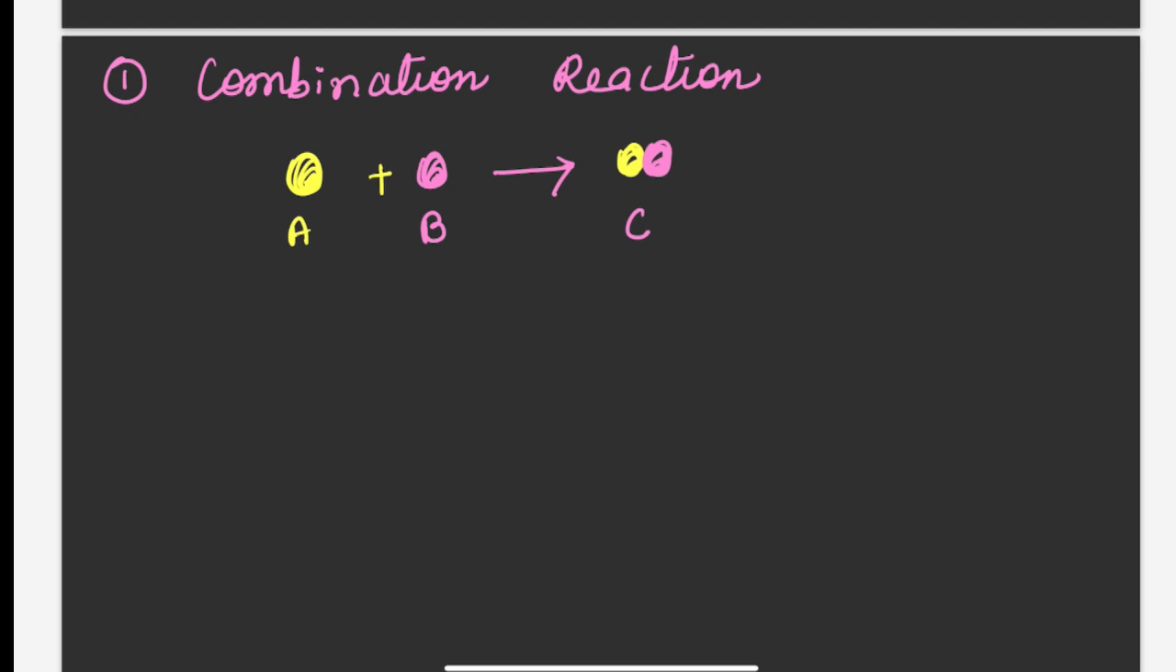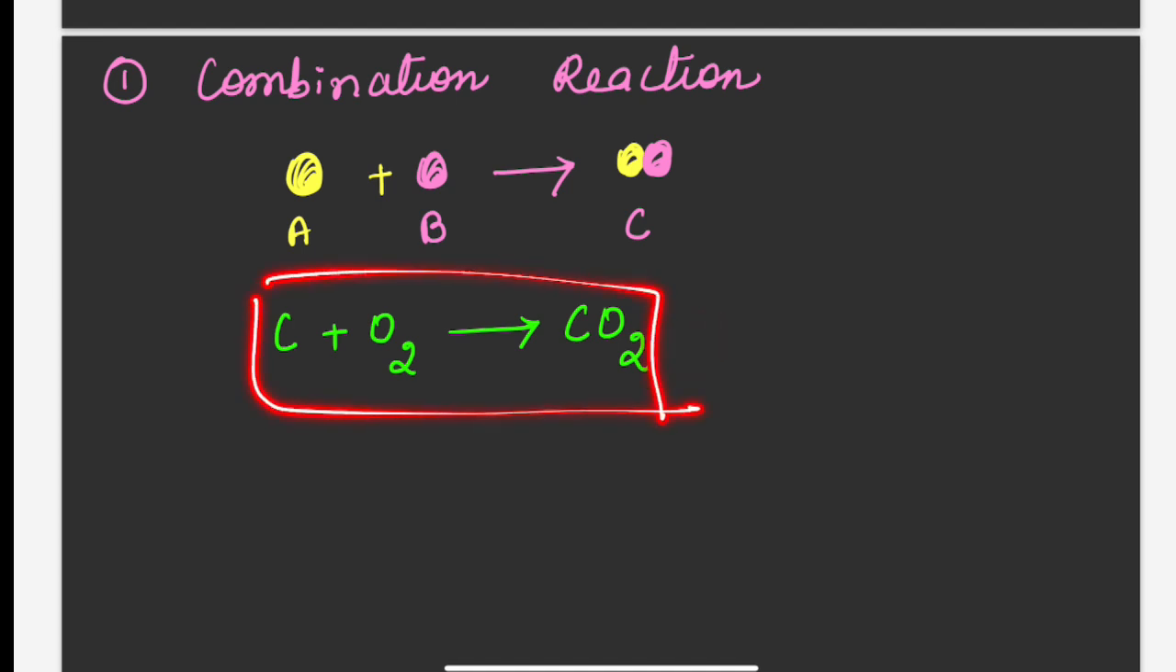So let us take one example to understand this. Example, carbon reacting with oxygen and it forms carbon dioxide. You can see here how many reactants are there. We have 2 reactants and there is only one product formed. So such type of reaction we call combination reaction.